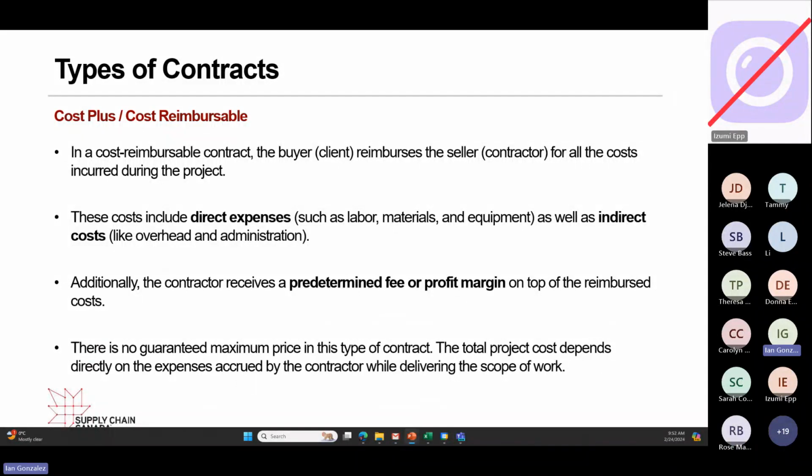And if you follow the traditional definition of a cost plus and cost reimbursable, there is no guaranteed maximum price in this type of contract. So the total project cost depends directly on all the expenses accrued by the contractor while delivering the scope of work. Okay, I know maybe you think there is more to it than that, but here's the traditional definition of cost reimbursable. Some people modify it a little bit and they still call it cost reimbursable, but this is the traditional definition.